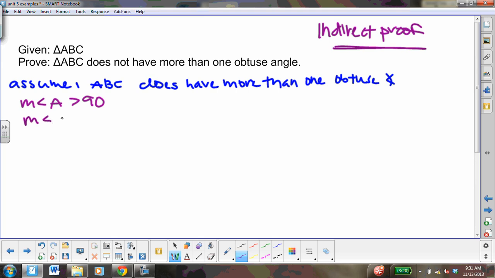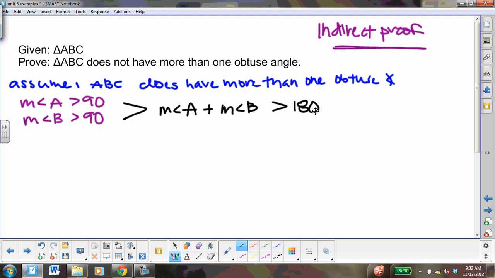And I'll say that the measure of angle B is greater than 90 degrees. Which means that if I combine these two statements together, if the measure of angle A is greater than 90 degrees and the measure of angle B is greater than 90 degrees, then the measure of angle A plus the measure of angle B has to be greater than 180 degrees. Because something greater than 90 plus another something greater than 90 would have to be greater than 180 degrees.